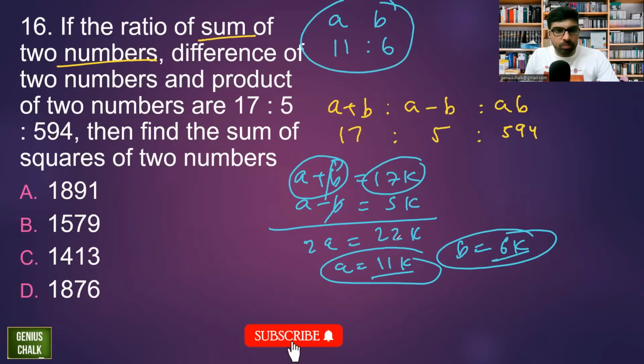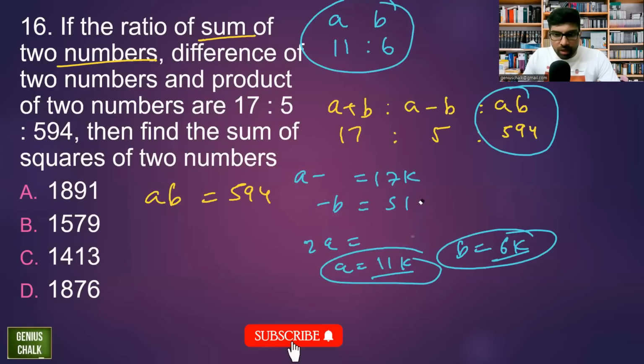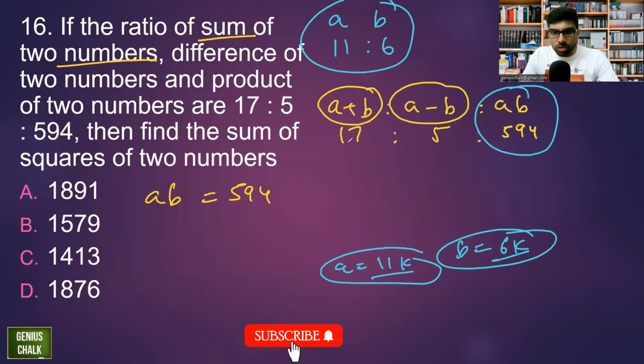Now what is asked next? It is saying that the product is this, AB. Now please don't miss this concept, because it actually happens in exams with students. So AB is equal to 594, where A is 11k and B is 6k. You can do it directly. Whenever two equations are given, you add: 17 plus 5, 22. Just add and divide by 2, you will get 11. Subtract, 17 minus 5, 12 by 2, that is 6. You can directly find it also.